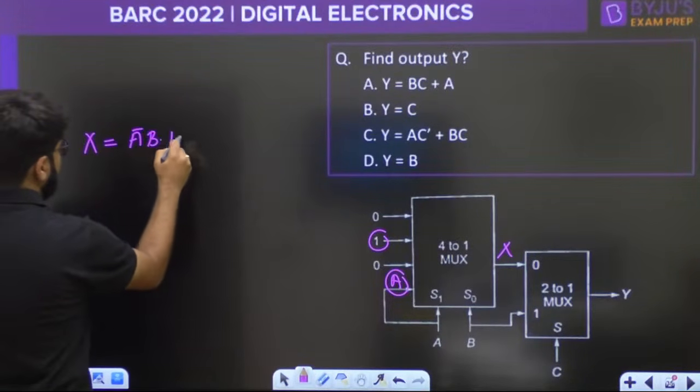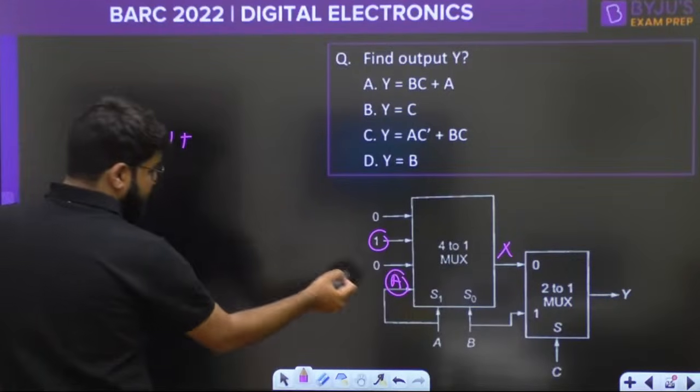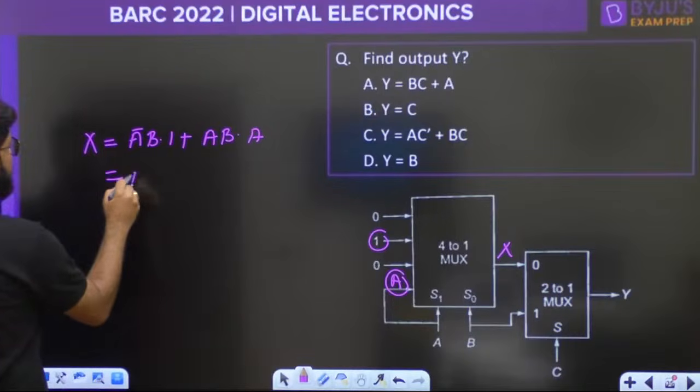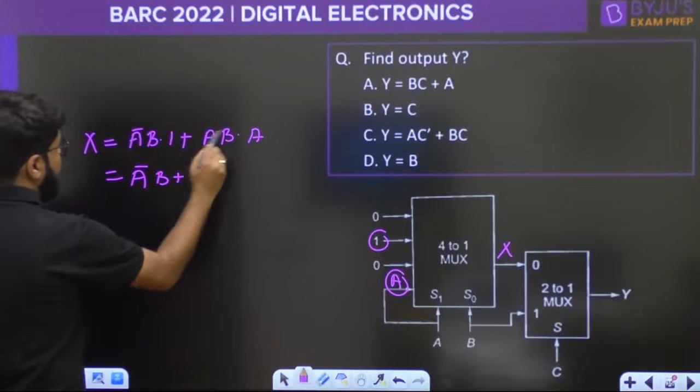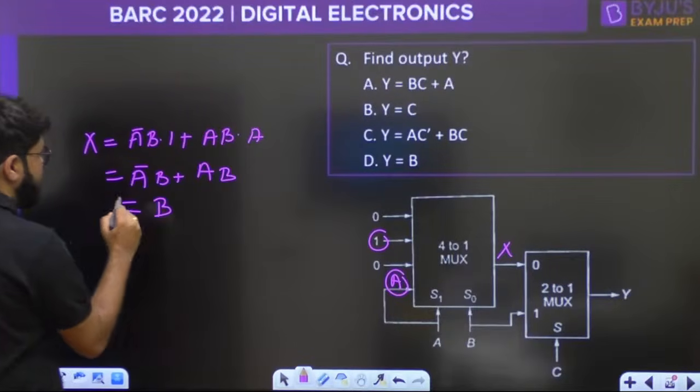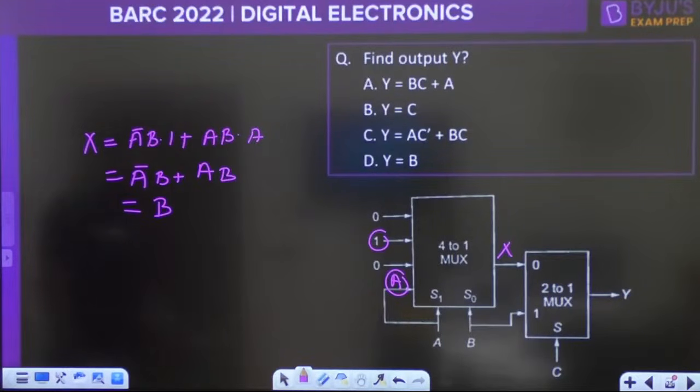A bar B multiplied by 1 and then final 1, 1. 1, 1 with you have A. So this is equal to simply A bar B. A into A is A. So AB. Okay, out of which answer is B. A bar plus A is 1. So X is equal to B.